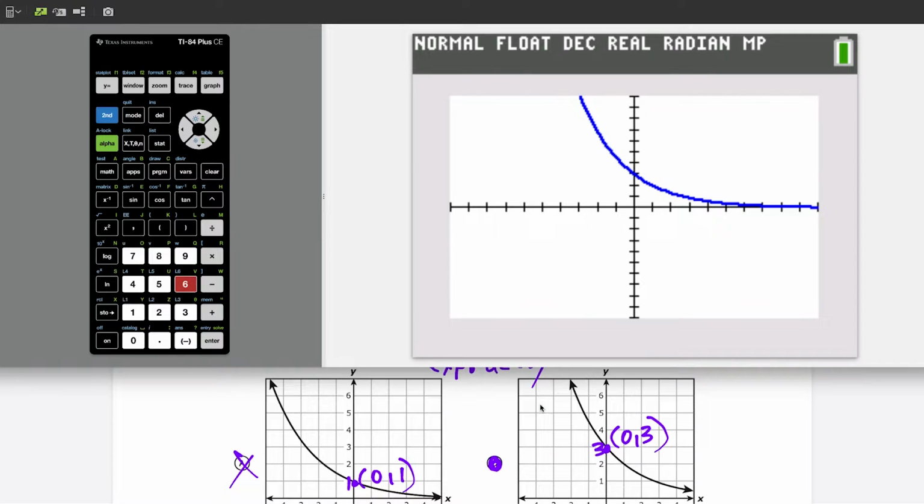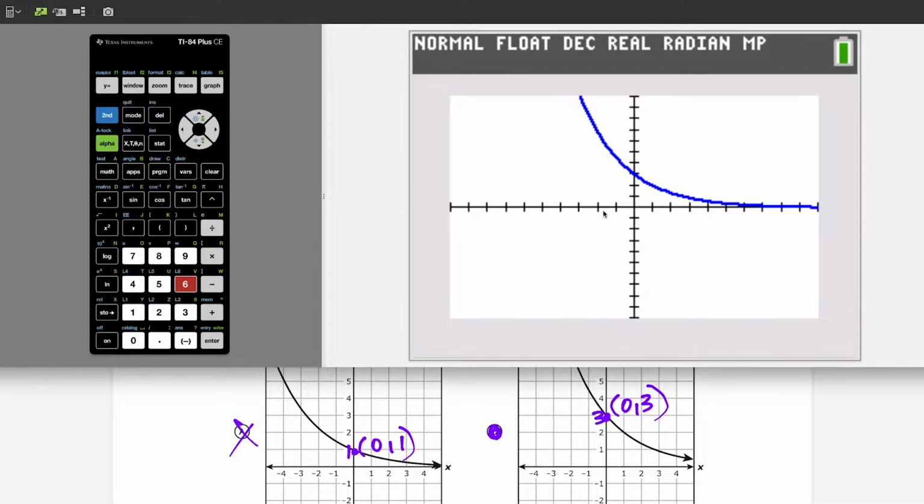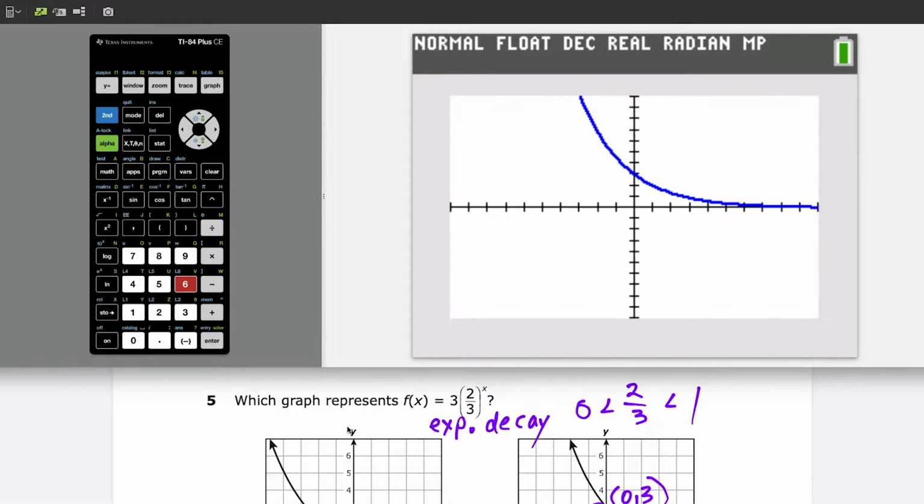And notice that this does match up with choice C. Notice that our graph hits the y-axis at (0, 3). It doesn't hit at (0, 1). If I wanted this to hit at (0, 1), then we would just change the 3 in front to a 1, or we could just get rid of it altogether.